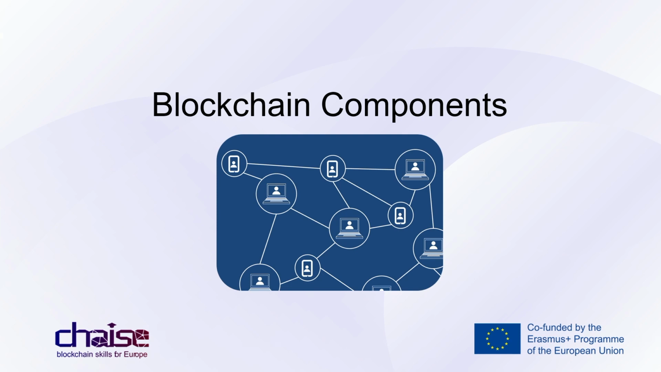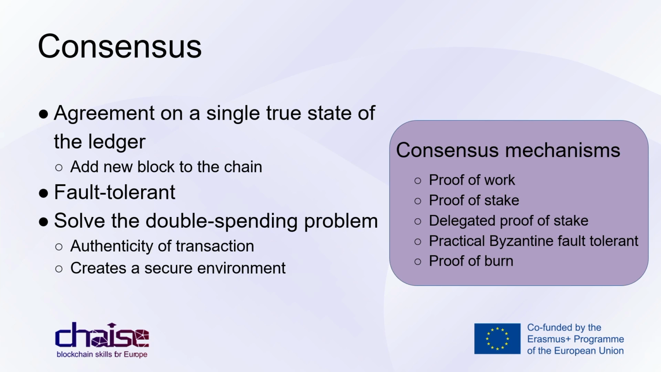Now, let us explore the different blockchain components and why these components make blockchain a disruptive technology. First is the consensus mechanism, a core part of blockchain. Blockchain uses a decentralized consensus mechanism in order to maintain the state and immutability of the ledger. Consensus adds a new block once miners solve the cryptographic puzzle, creates a fault-tolerant environment and solves the double spending problem in digital currency.